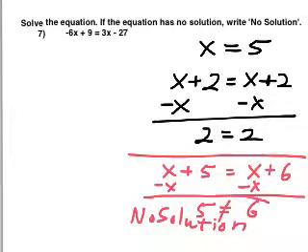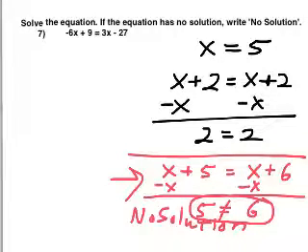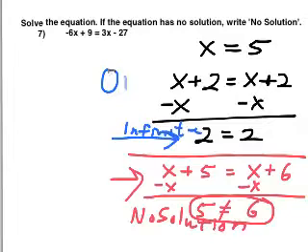So this one is no solution. This one in the red. This one here is infinite. Anything works. And this one is the one we usually have. It's one solution.